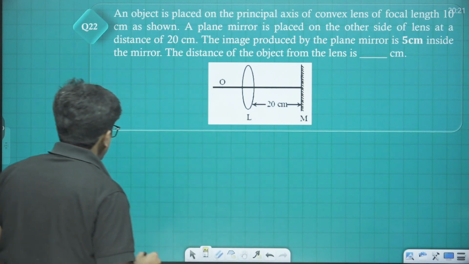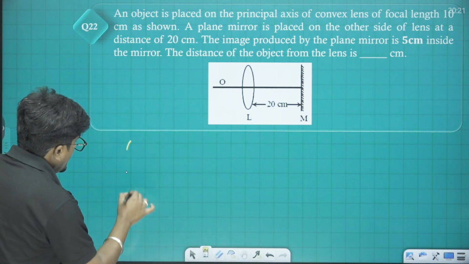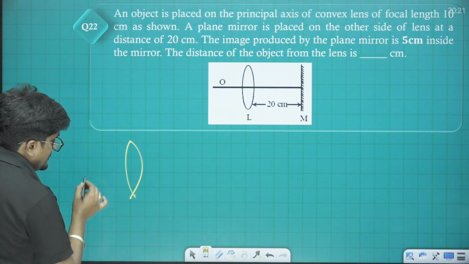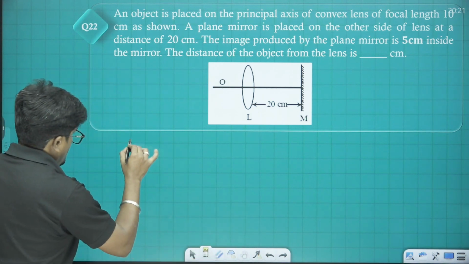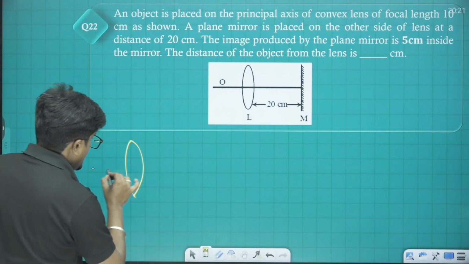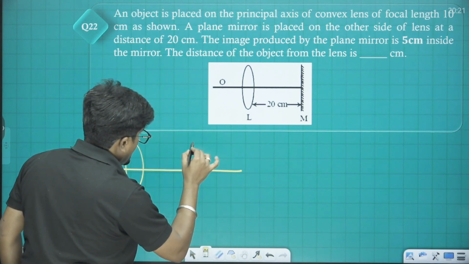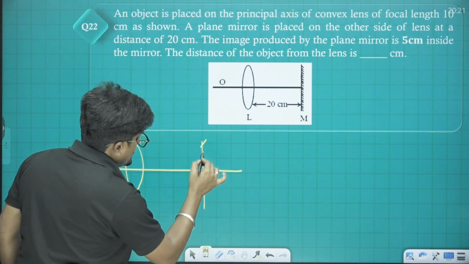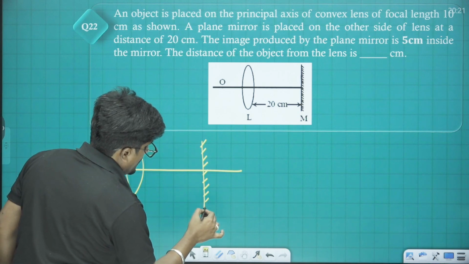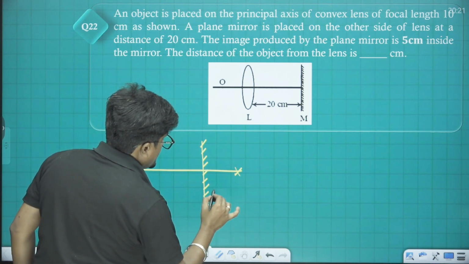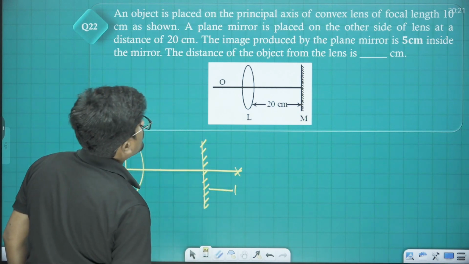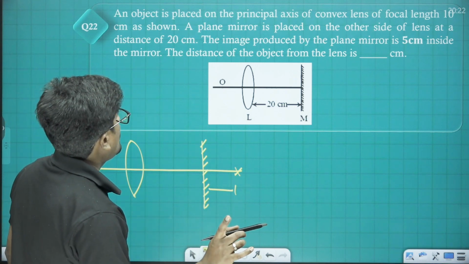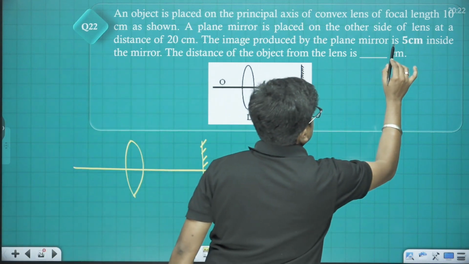So basically, if this is the lens, let this be the lens, and let this be the principal axis, and let this be the plane mirror. So the final image is formed at a distance of 5 centimeter from the mirror.